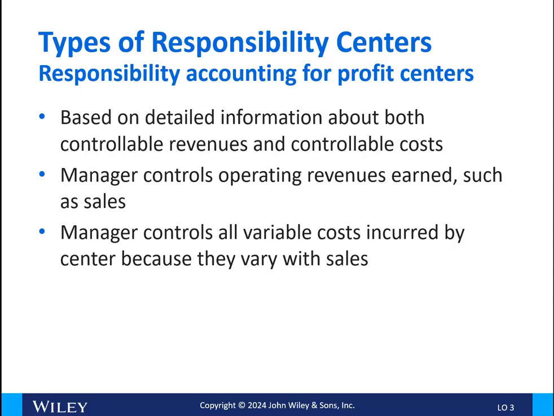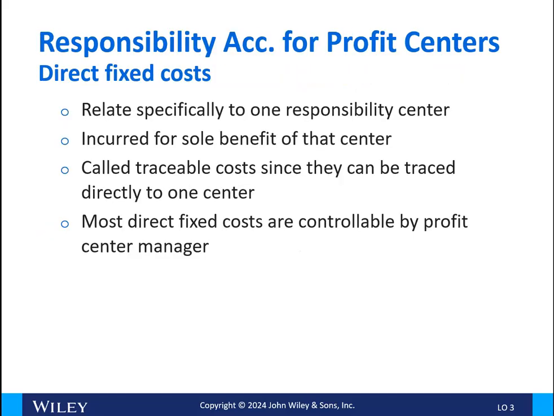If you look at profit centers, it's based on detailed information about both controllable revenues and controllable costs. The manager controls operating revenues earned, such as sales, and the manager controls all variable costs incurred by the center because they vary with sales. Direct fixed costs relate specifically to one responsibility center, incurred for the sole benefit of that center. It's also called traceable costs since they can be traced directly to one center. Most direct fixed costs are controllable by the profit center manager.